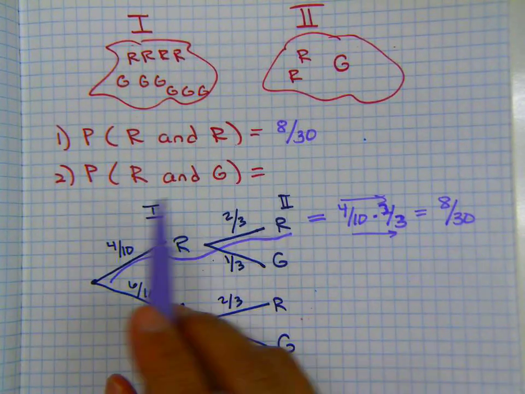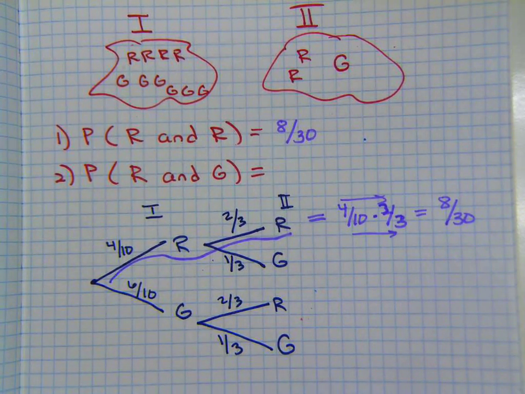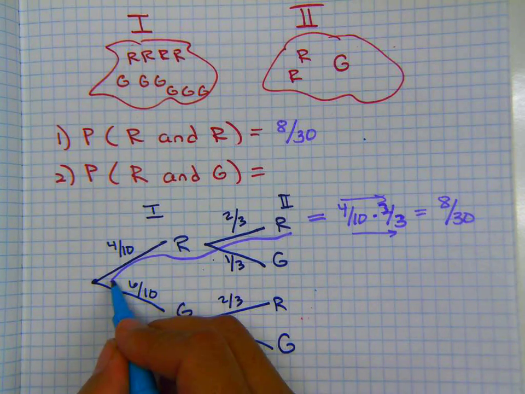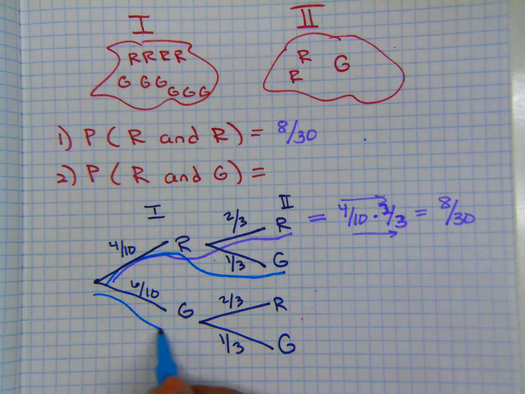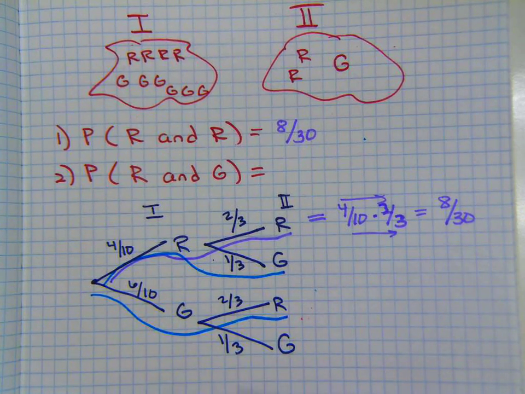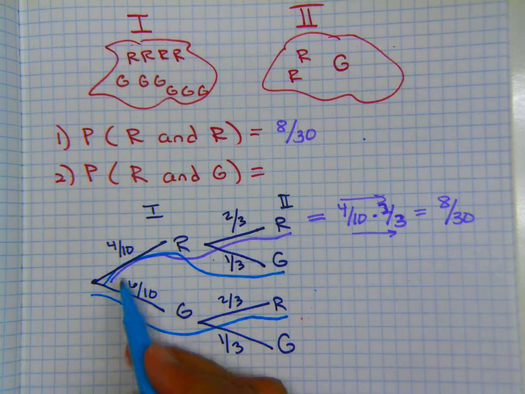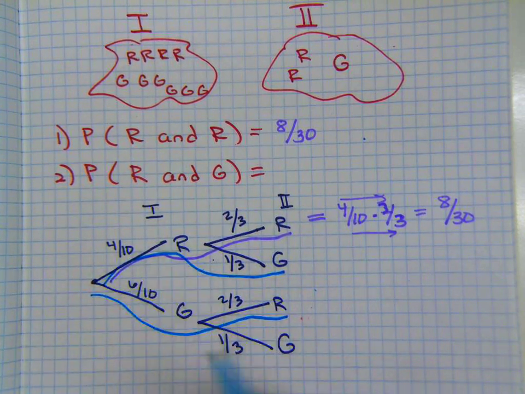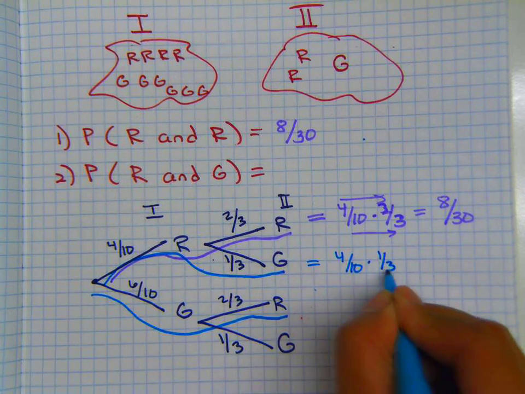All right, next one, red and green. So let's be careful with this one. Here's a red and a green. And here's a green and a red. So there are 2 ways I could get a red and a green. Now, if you thought about it as I've got to get it in some specific order, then I'm only talking about this situation, 4/10 times 1/3.